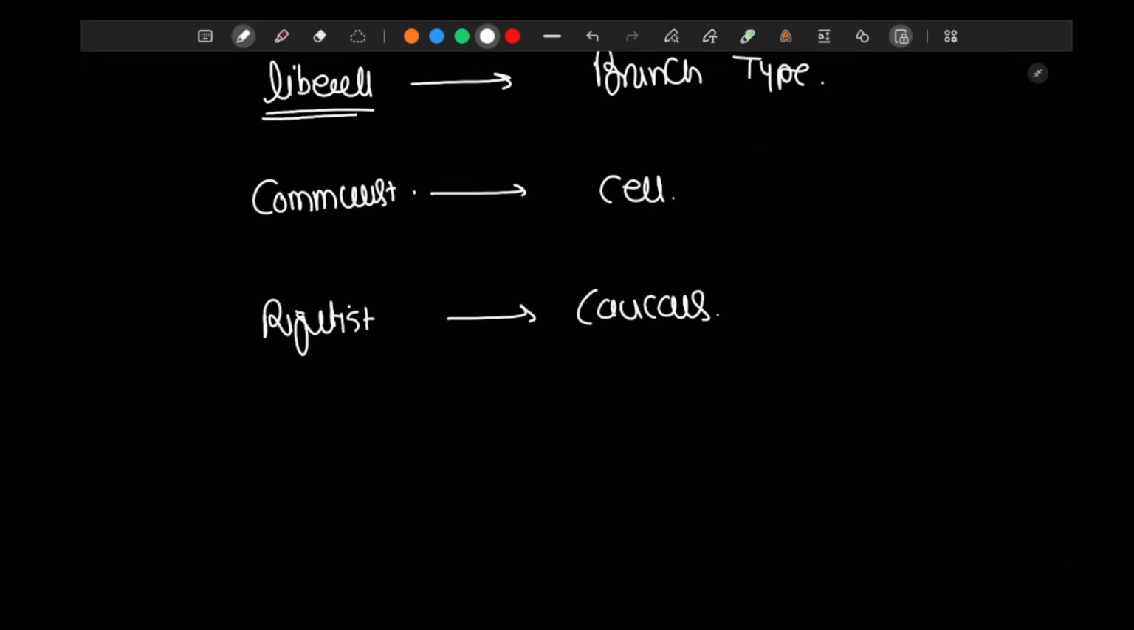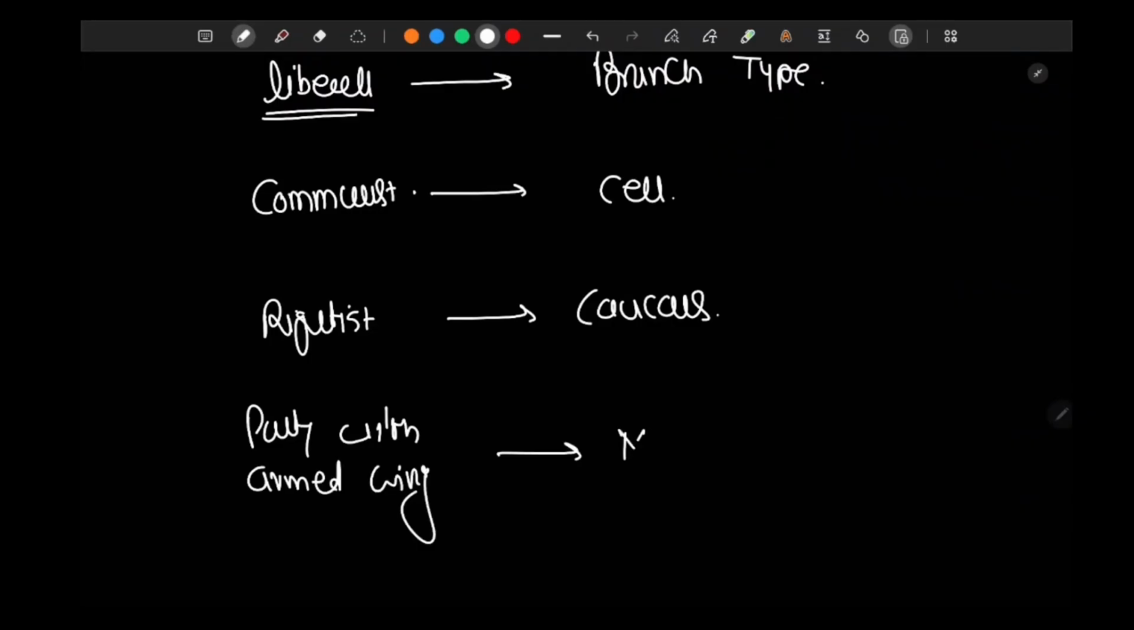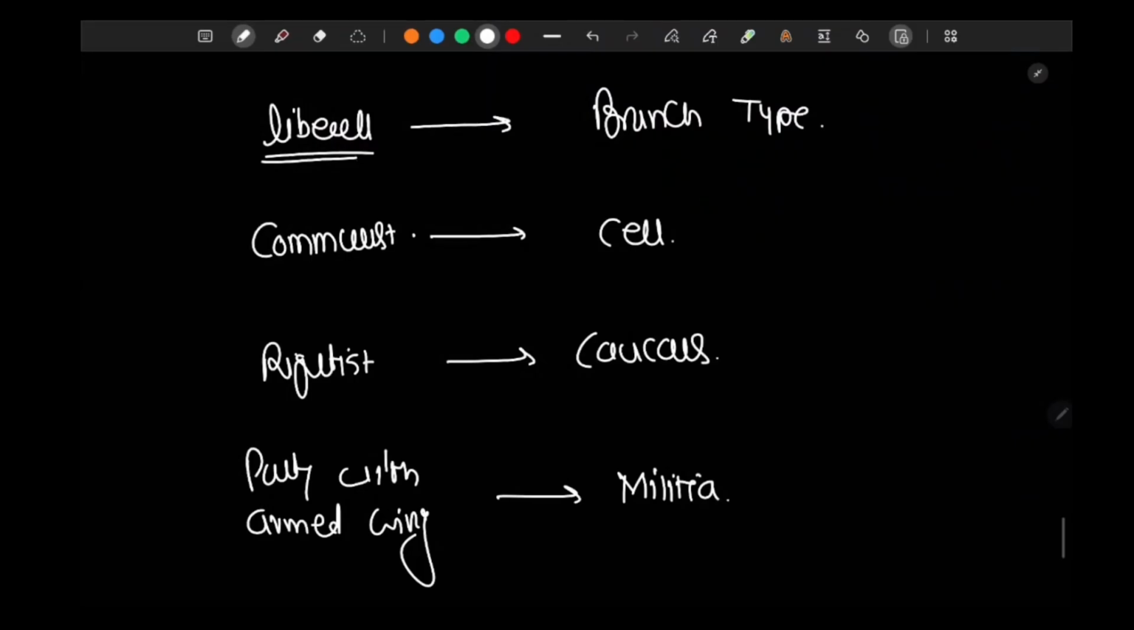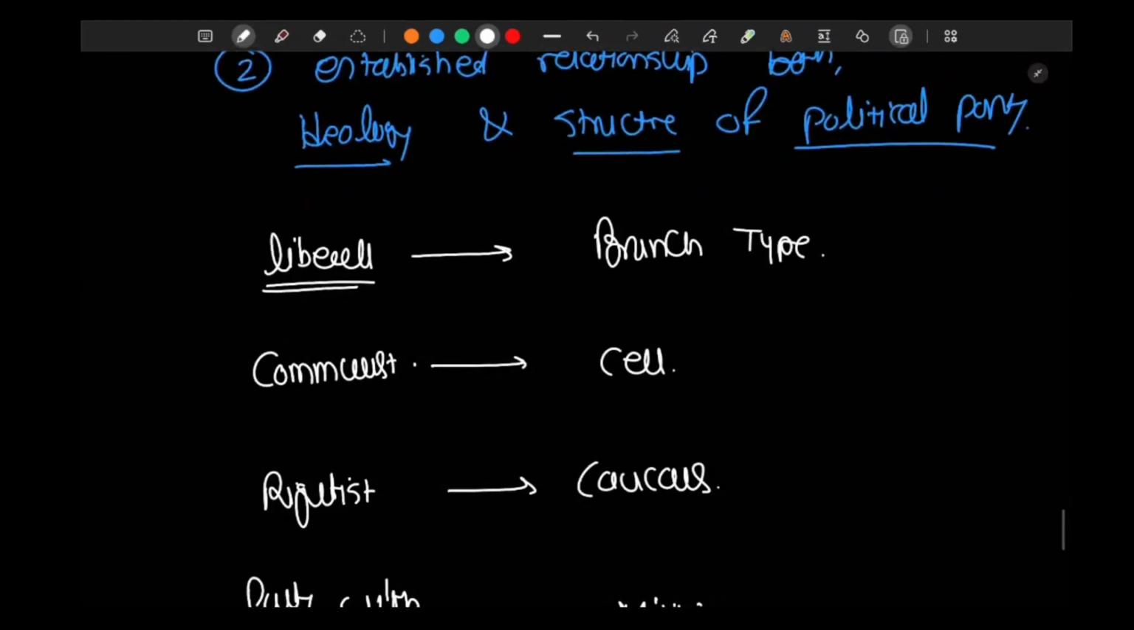And if your party is having an armed wing, then your party system is militia type, right? Chinese Communist Party has an armed wing. A party with an armed wing has a militia type structure. This is the second principle. Liberal Party has branch type party structure. Communist Party has cell type party structure. Rightist Party has caucus type party structure, and parties with an armed wing have militia type party structure, right? Very simple, you just make a correlation with what kind of party structure is related to what kind of ideology, right?